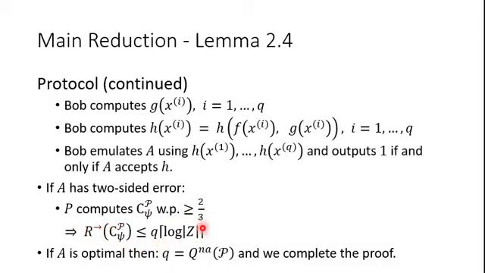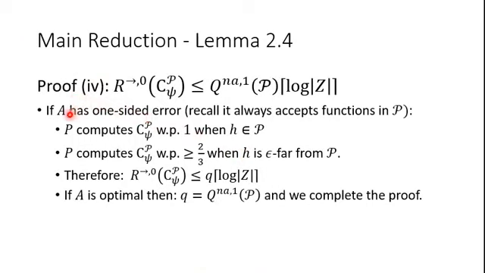Which gives us this relation, because the communication complexity is less than or equal to the number of queries times the upper bound of the size of the message per query. So that's Q times the upper bound log Z. And of course, if A is optimal, then we can just plug in Q to be the non-adaptive query complexity for this property, and then we get the relation that we were looking to obtain.